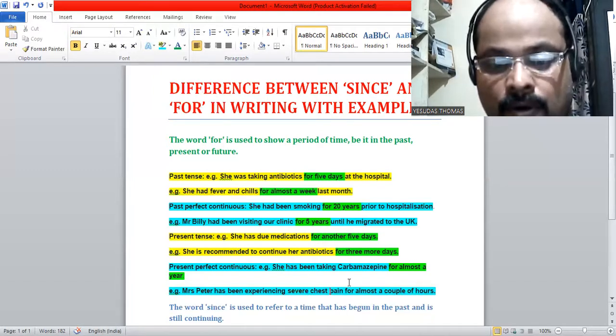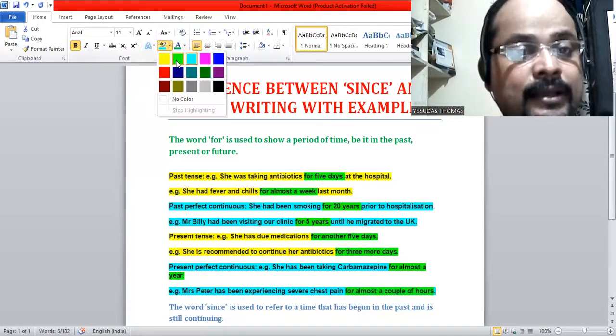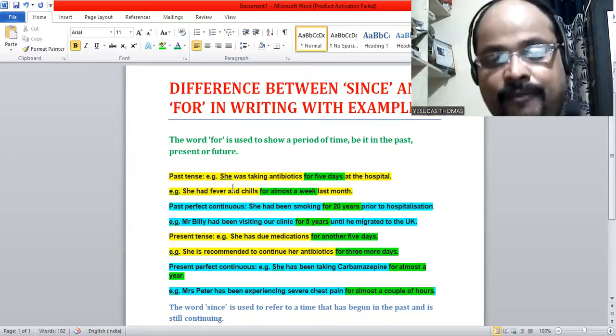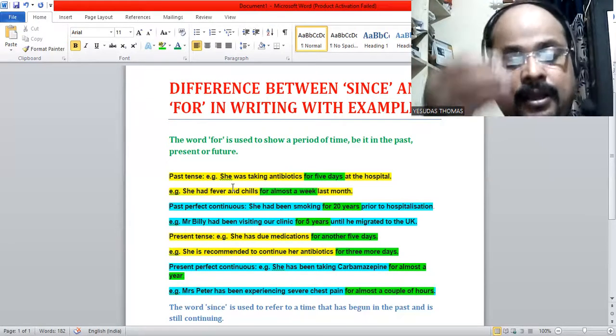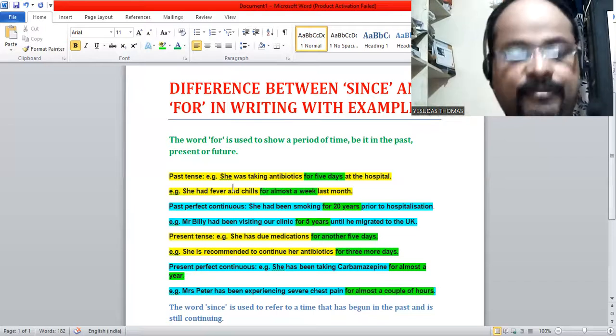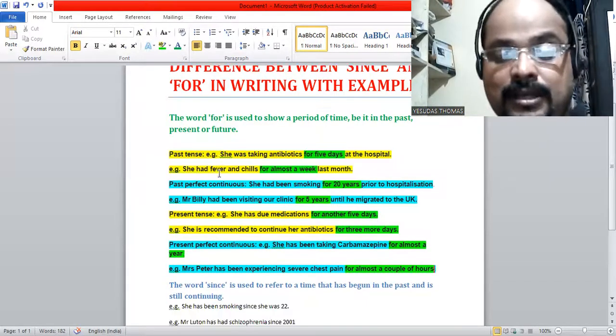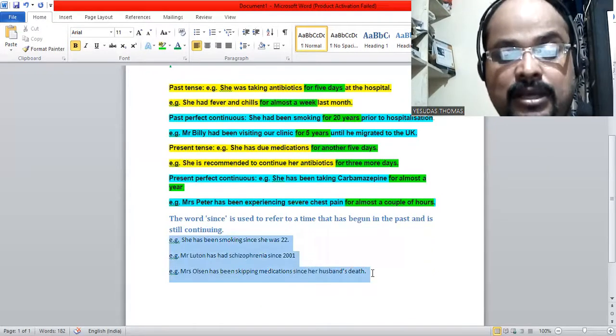Now, for almost a couple of hours is underlined, it's highlighted. So these are all the examples where you can see a lot of examples in past tense, in past perfect continuous, in present tense, in present perfect continuous. These are the common areas where we use these sentences. Now we look on to the next area.